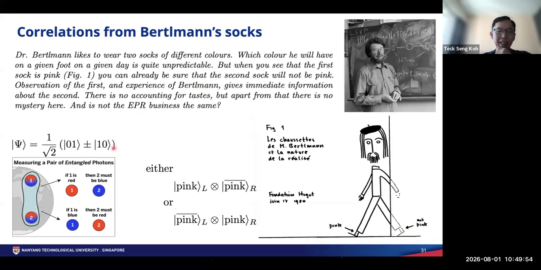Okay, so the correlations from entanglement are actually not the same as the kind of correlations you see in everyday life, Bertelmann's socks, because we can think about entanglement as pink and not pink, okay, or red blue and blue red. Whereas in everyday life, we think about pink not pink or not pink pink on the left and right feet. Okay, let me say that again. So this state is a state where it's 0, 1 and 1, 0. This state in our everyday life is either this or this. So one is an and, one is an or. Okay, and that gives rise to very different statistics. And we'll come back to and or later.